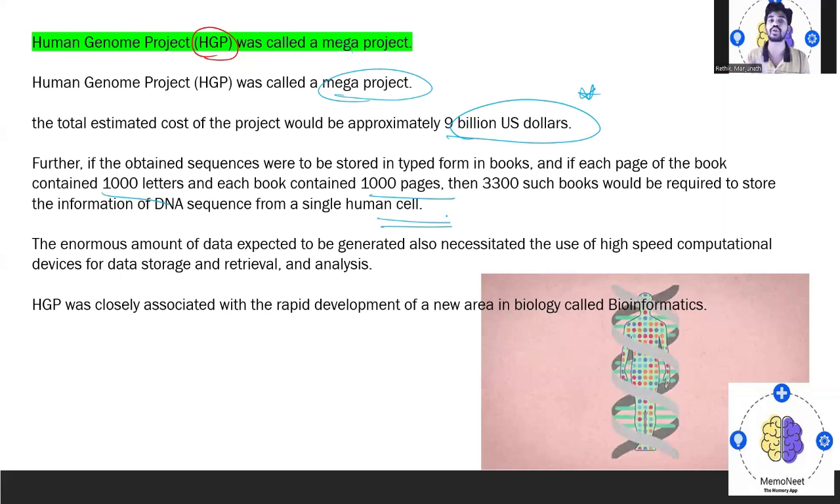This enormous amount of data expected to be generated has to be handled by using a high speed computerization device for data storage and analysis. So that is one major important thing. So the Human Genome Project was closely associated with the rapid development of a new area called bioinformatics. So there comes bioinformatics.